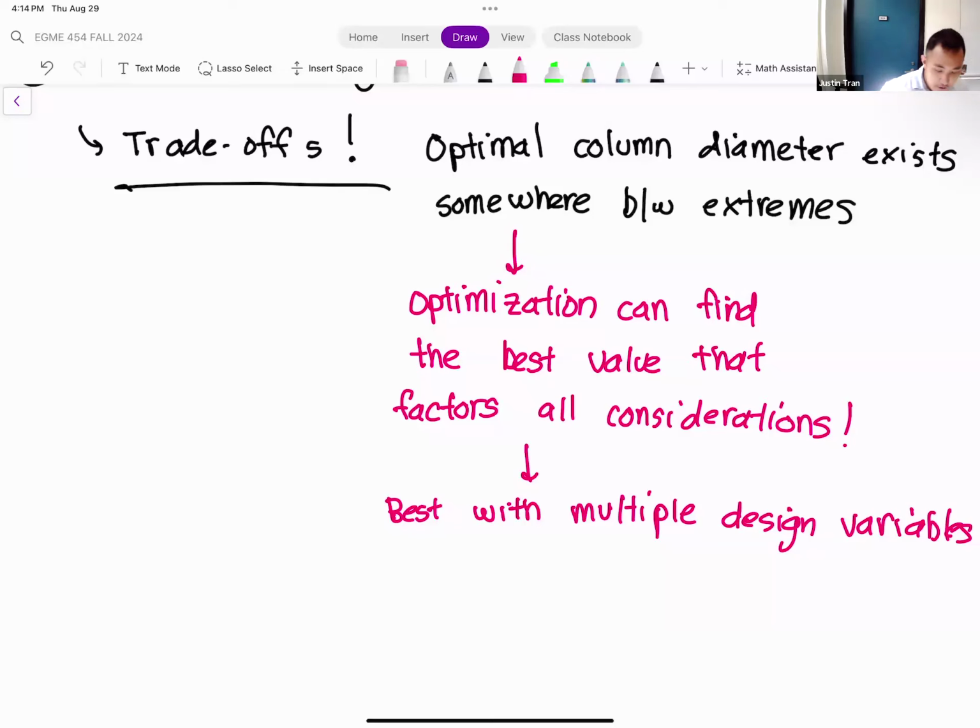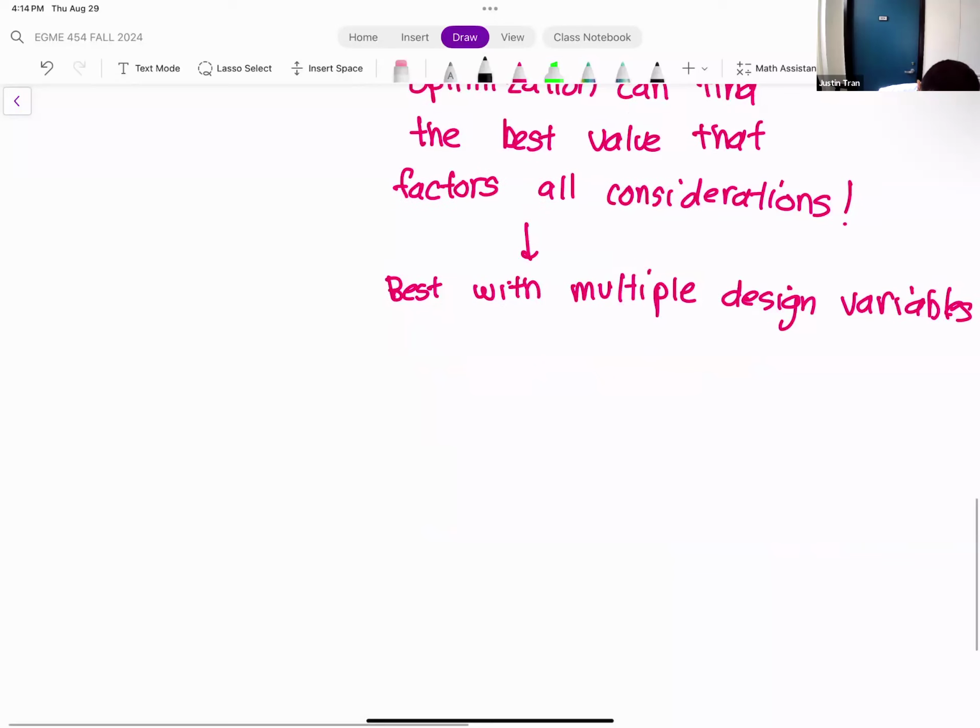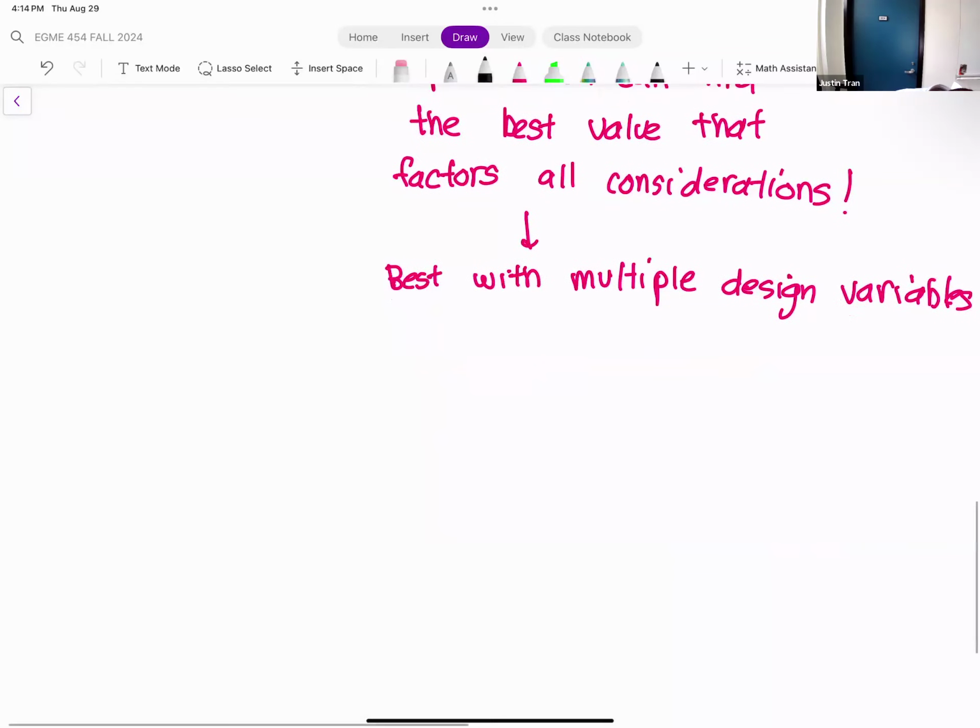Okay, all right. So let's be a little bit more formal. Let's look and see what an optimization problem actually looks like. So let's do the formal definition of an optimization problem.